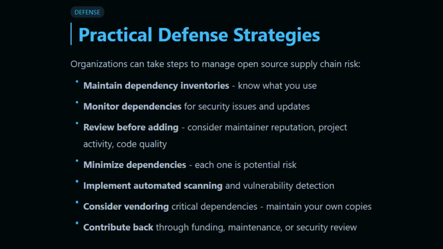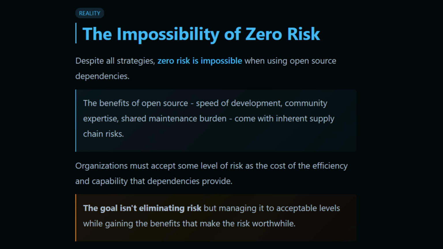Minimize dependencies where practical. Each dependency is a potential risk, so use only what you actually need. Implement automated dependency scanning and contribute to open source projects you depend on through funding, maintenance, or security review, improving economic security benefits. Despite all the different strategies that exist, zero risk is impossible when using open source dependencies.